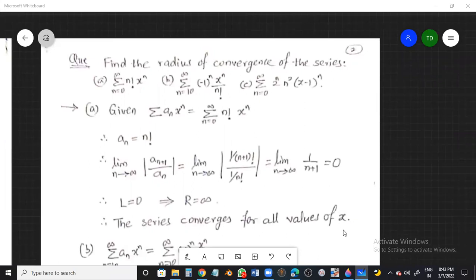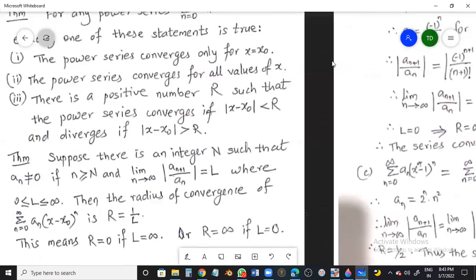Yes, ma'am. Okay. So we have seen these examples, how to find the radius of convergence. For that, we have to take the ratio of the next term to the previous term. We find its limit as n tends to infinity, and whatever limiting value we are getting, its reciprocal is the radius of convergence. So I think you are quite familiar with this kind of thing. Let us move ahead.